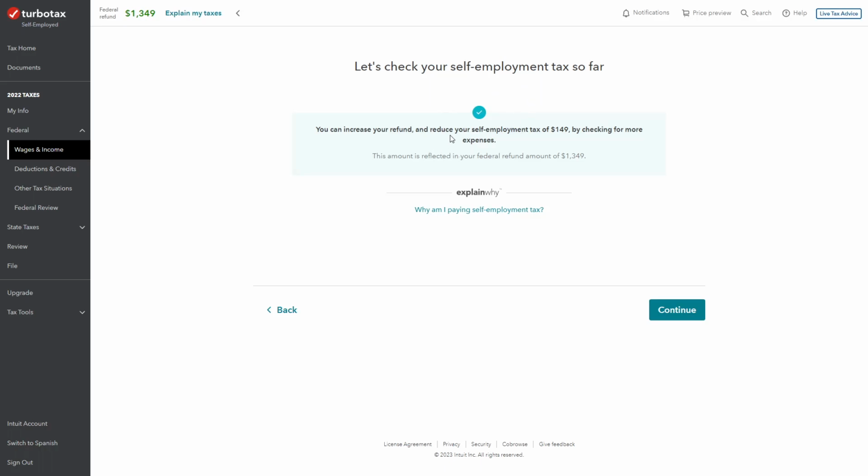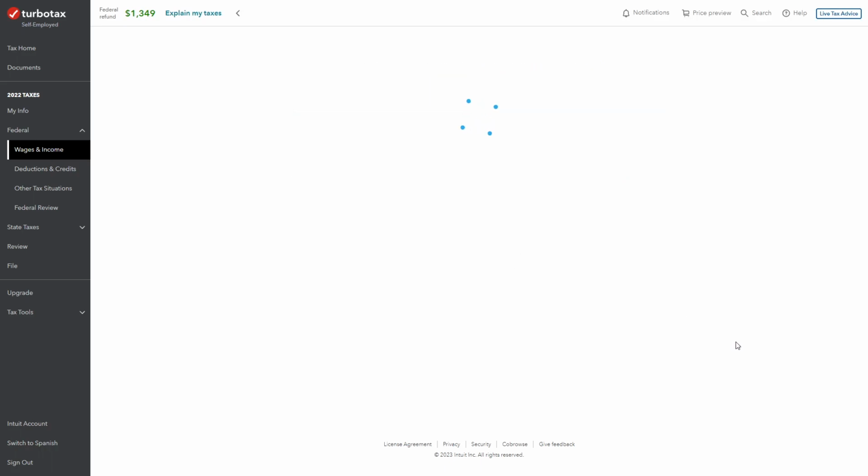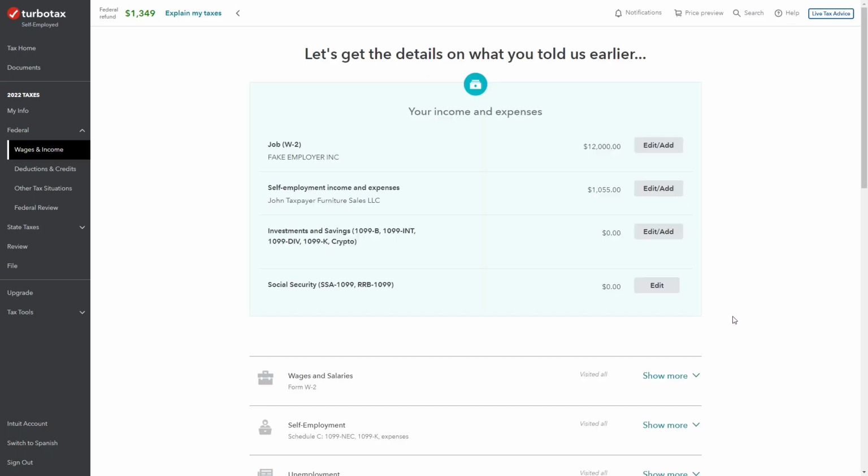Okay, so let's check your self-employment tax. You can increase your refund and reduce your tax by checking for more expenses, right? I suppose that's true. The more expenses that you add, the lower your taxable income, and you're going to owe less self-employment tax. But in our case, we've entered all the expenses that we're legally allowed to take, so we're not going to be making any adjustments to that.